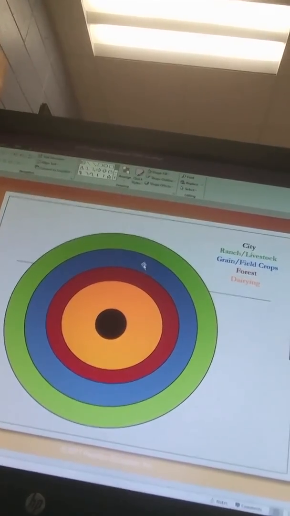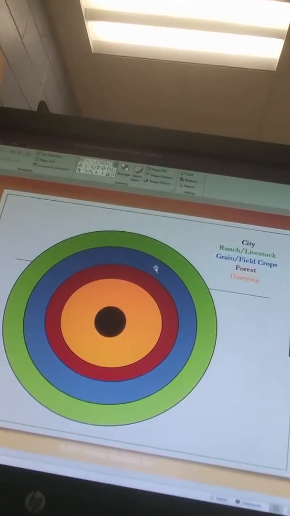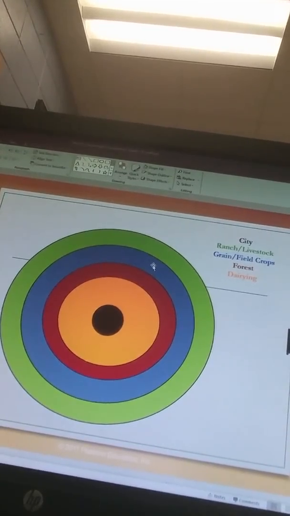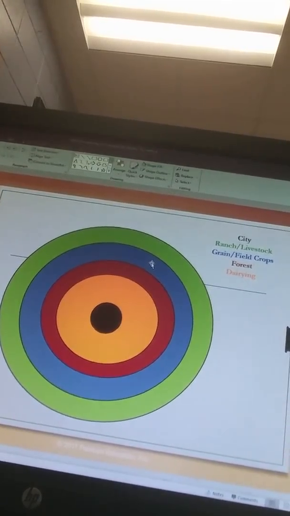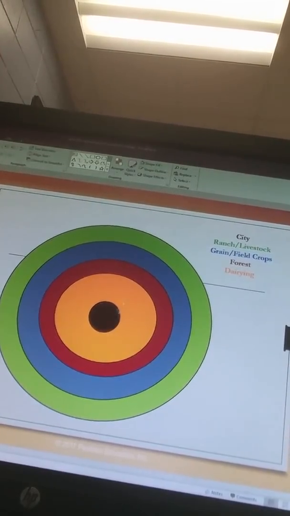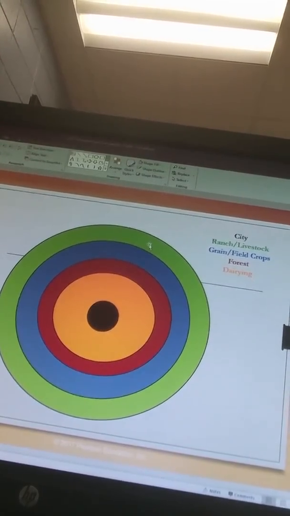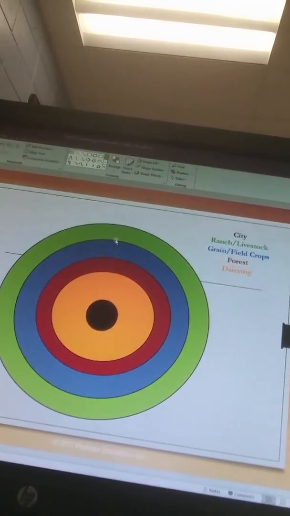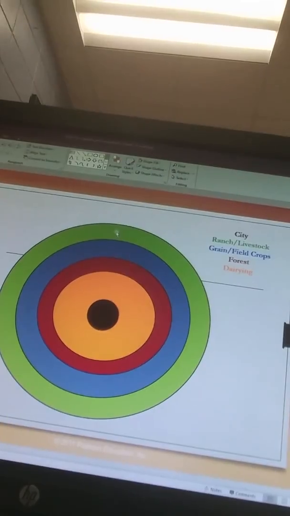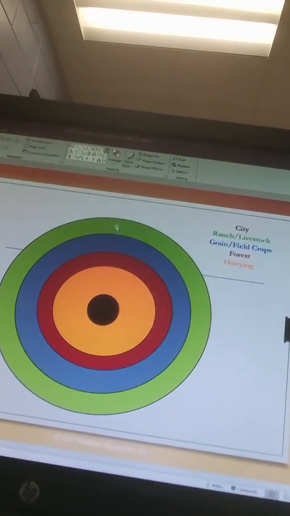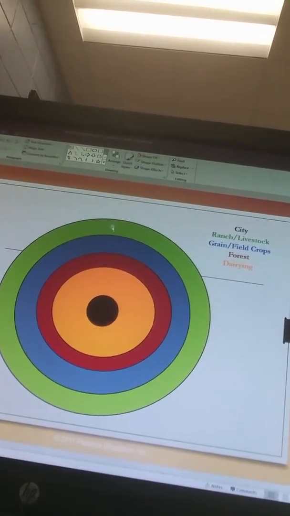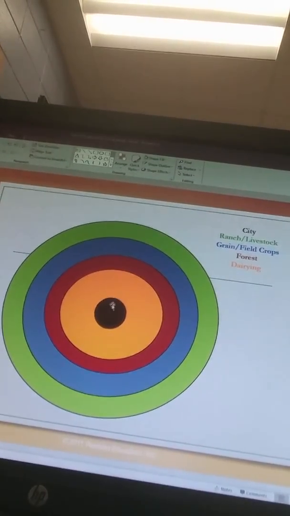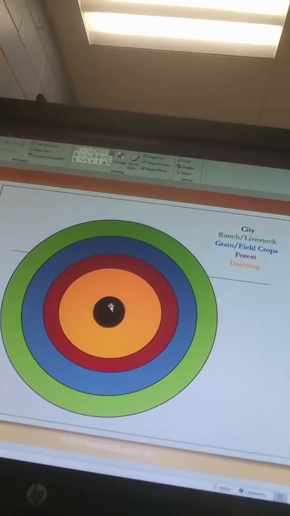Grain and field crops were located here in zone number 3. They need a little bit more land, and they're not very difficult to transport. Farmers can easily load their products up onto carts and easily get them to the city center. And last but not least is the ranch and livestock located in the last circle. This is the circle that needs the most room, because the livestock need a lot of room to graze, and when it comes to transport, they're very easy to transport because they can walk. So all the farmer has to do is walk the cattle to the city center in order to sell.